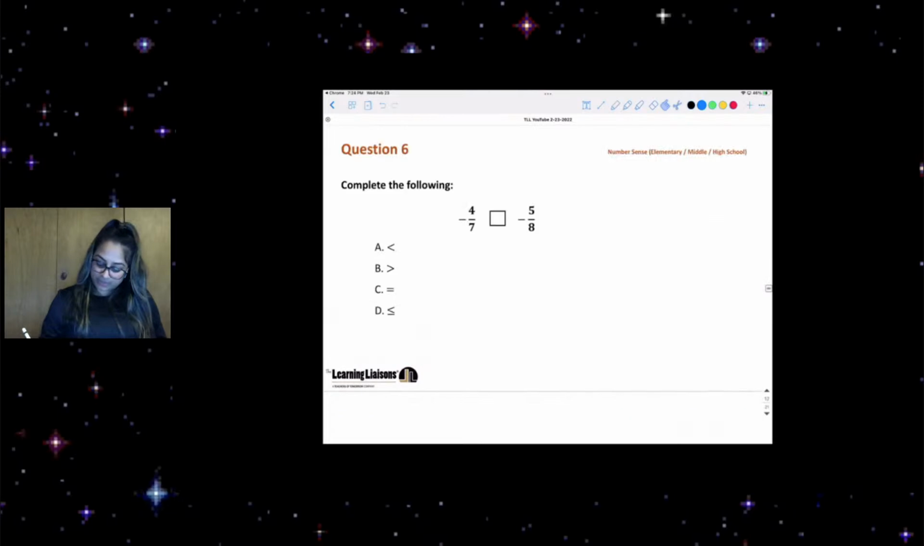Okay, let's keep going. Number 6. Here's a number sense problem. Our number sense problem can be seen in elementary, middle, or high school.